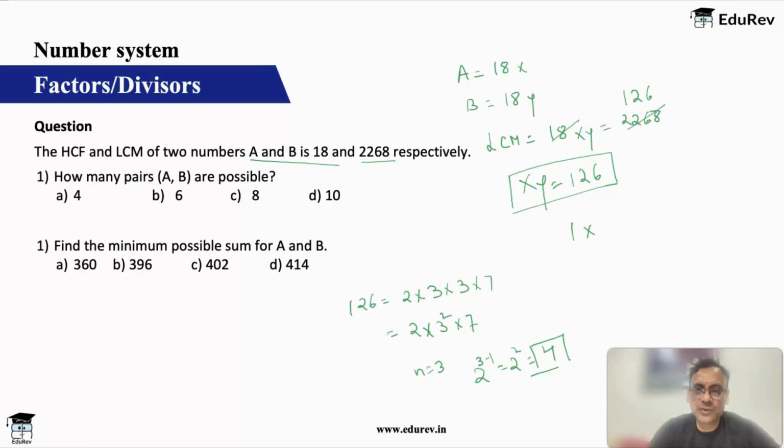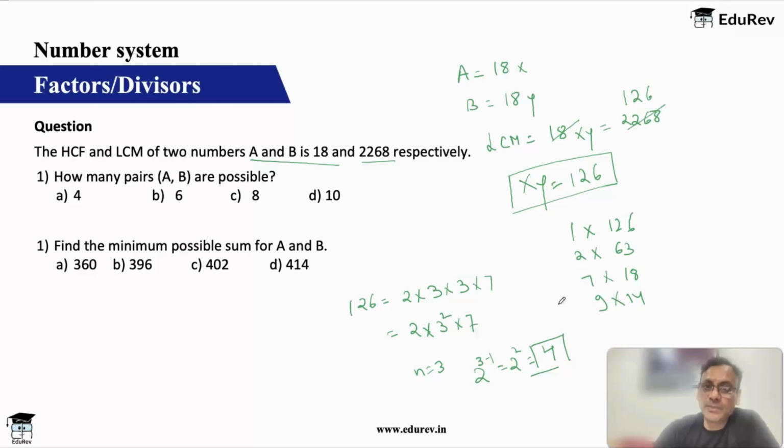It is 1 into 126 first. It is 2 into 3 square into 7. 3 square is 9. 9 into 7, 63. Then it is 7 into 9 into 2, 18. And then it is 9 into 14. Okay. So these are the possible values.